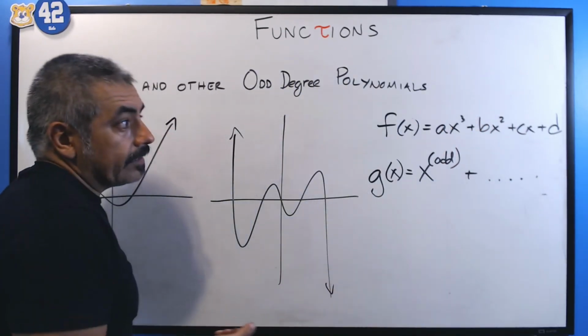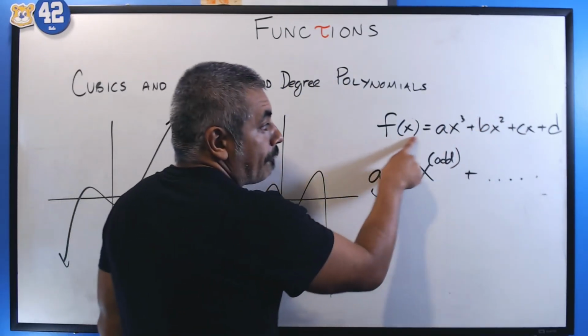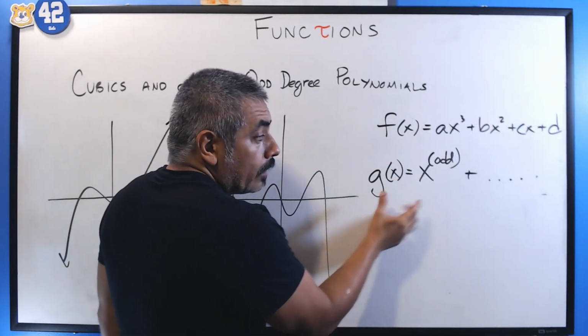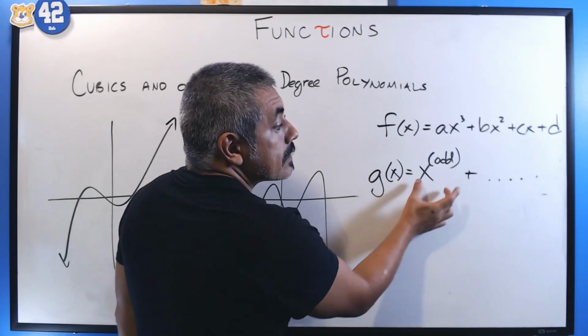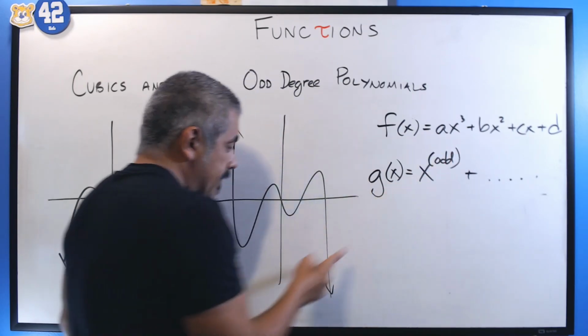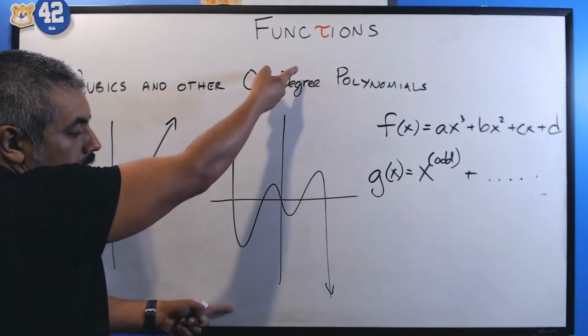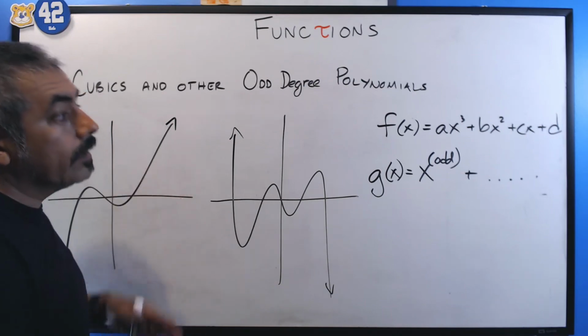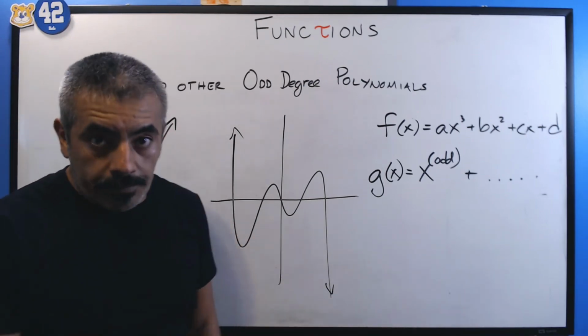Taking a look at it expression-wise, either f of x is going to be ax cubed plus blah, blah, blah, or you can have a situation where g of x is x to some odd power. The leading coefficient doesn't matter, because even if this gets flipped, you're still going to end up in a situation where one end is going to go to the top and the other one is going to go to the bottom. So the range is simply going to be all real numbers.